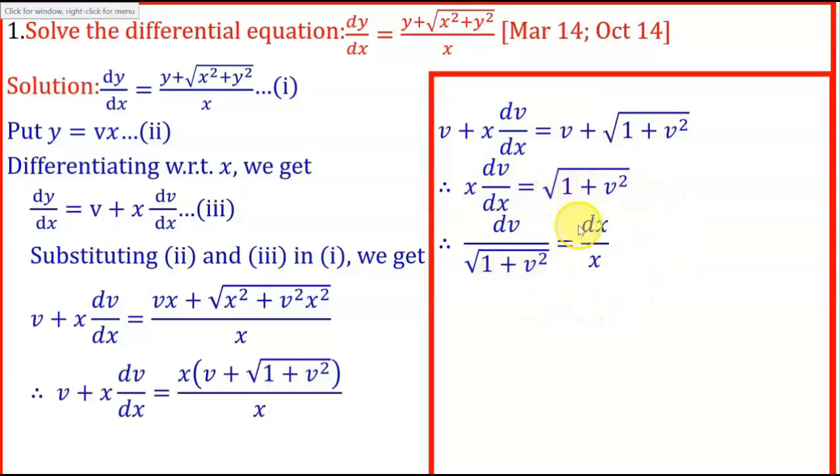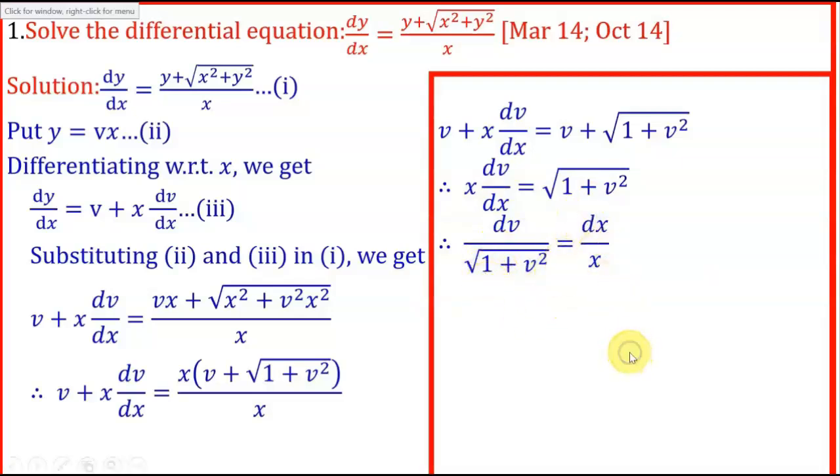Now apply the variable separable method. That is dv is equal to root of 1 plus v square, and shift this dx to the right hand side and the x also to the right hand side. Then after variable separation, you will get dv upon root of 1 plus v square is equal to dx upon x.